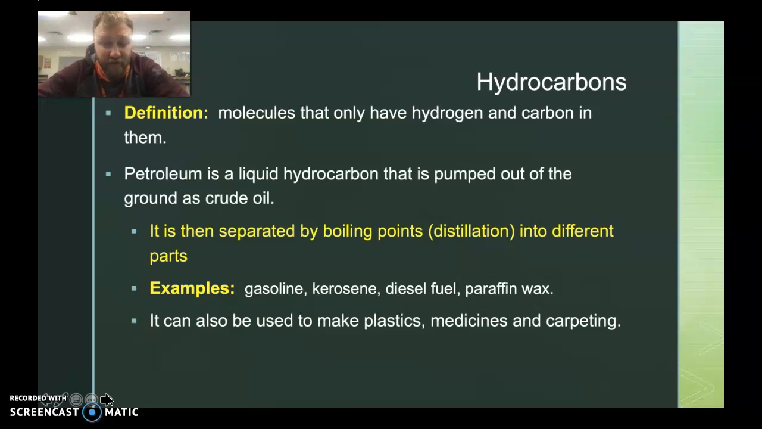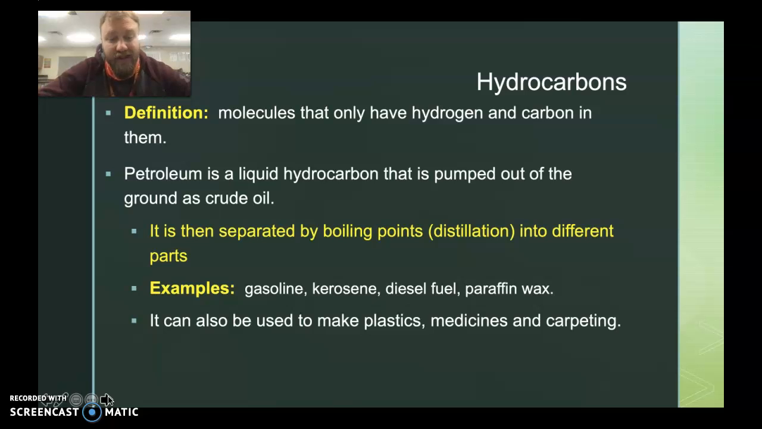Petroleum, which actually if you go across the pond in the UK, that's generally what they call gasoline, is a liquid hydrocarbon that is pumped out of the ground as crude oil. So that's what we initially start with, and then eventually we're going to have to refine that to get what we need out of it. So how we refine that is separating it using what we call distillation. So when you distill something, you start to boil it, and depending on what temperature it boils at, that's what product is going to be given off.